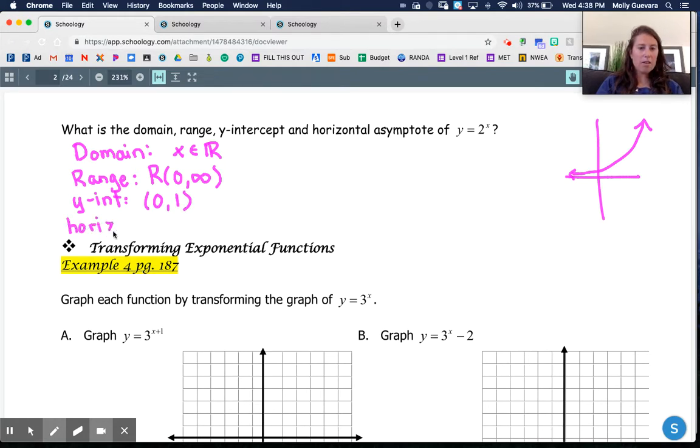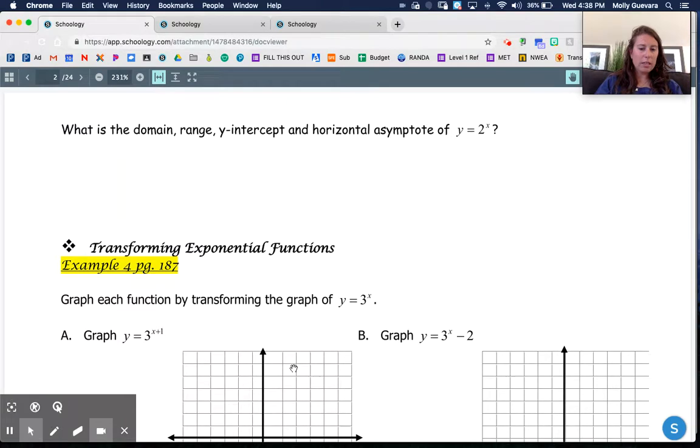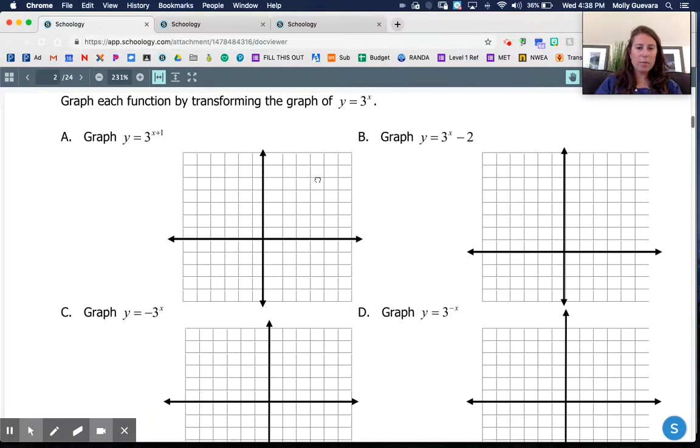And then the other question is, where's the horizontal asymptote? Well, we just said the graph never gets to 0, right? So that means that there's a horizontal asymptote at 0, y equals 0, which is just the x-axis. Hopefully it's a nice little review. Let's keep going and look at example 4.